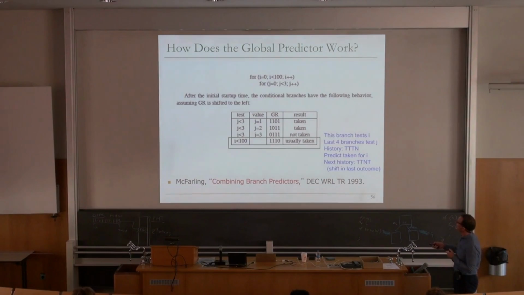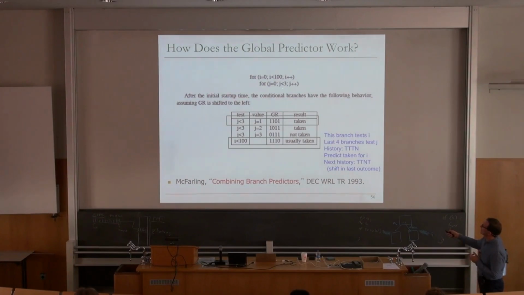And where does that take us? That takes us to the first iteration of the inner loop. And in the first iteration of the inner loop, our history is taken, taken, not taken, taken, and the result is taken. And it's always taken in this case, right? Because it's a hard-coded loop.